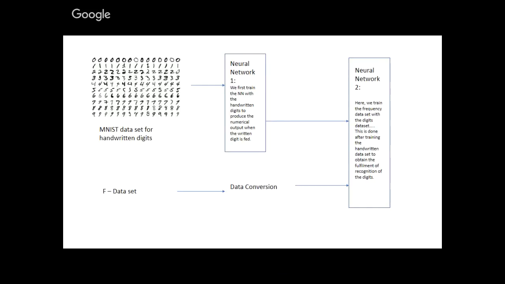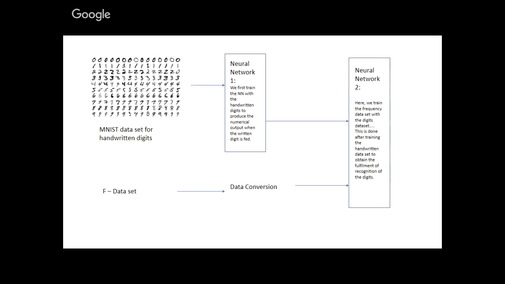So this is the overall aim or objective of what I'm going to do here. The first is we have an MNIST data set of ten digits. We train this data set, we create a neural network, the first neural network, to produce a numerical output which predicts what digit this is out of the ten digits.